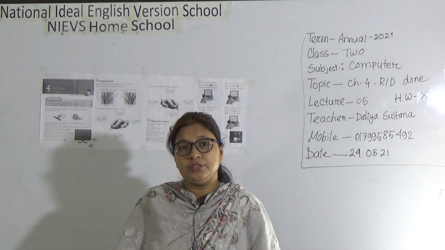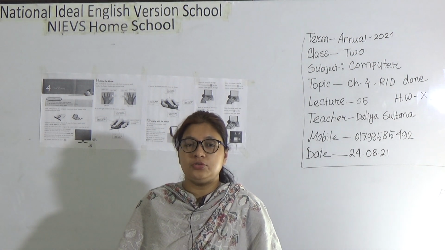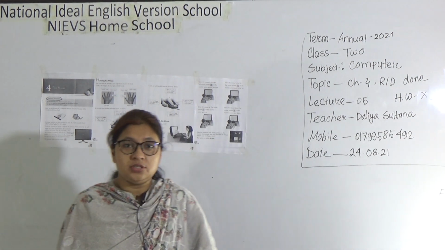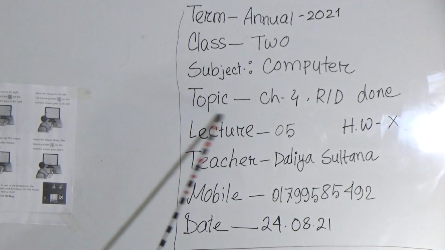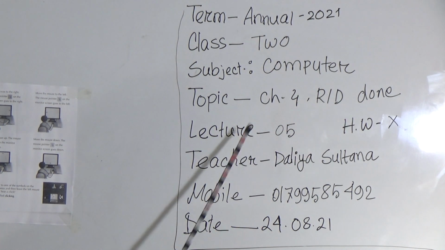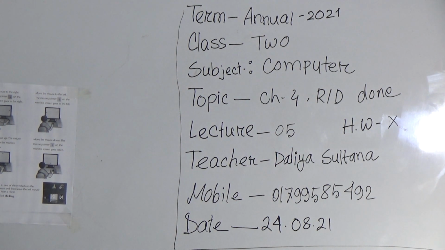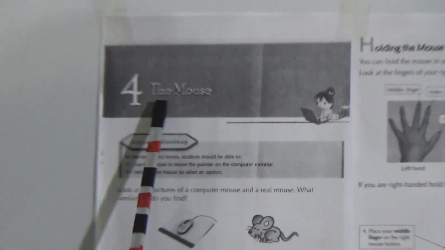Today I am going to take a computer class for class 2. Dear students, our today's topic is chapter 4, reading done. This is lecture 5, and today there is no homework. Let's start our class. Chapter 4, the chapter name is the mouse.